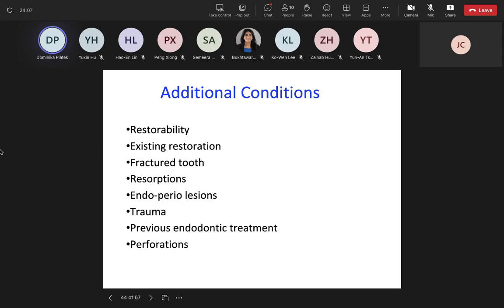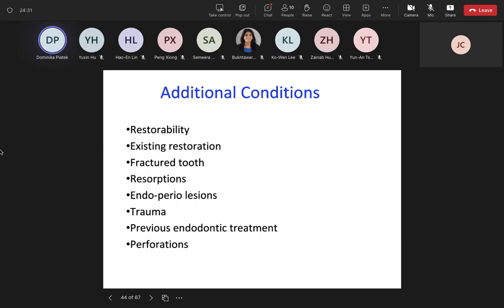But if that fracture is somewhere at the root, even if it's vertical, we have to look at all the indications and contraindications for keeping that tooth still in a patient's mouth.